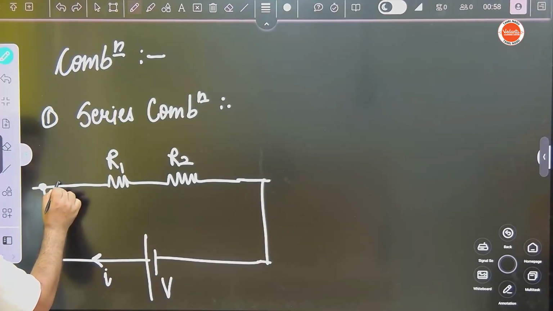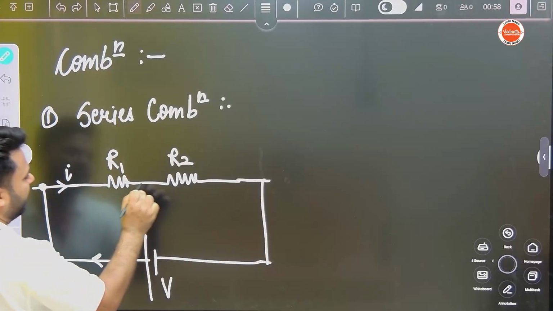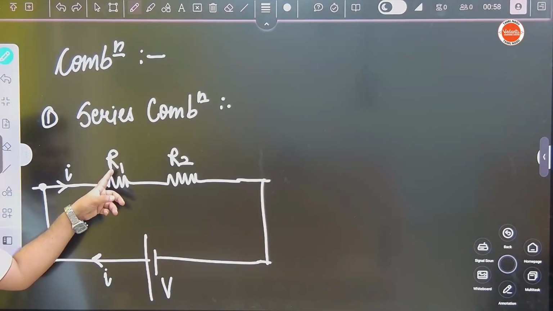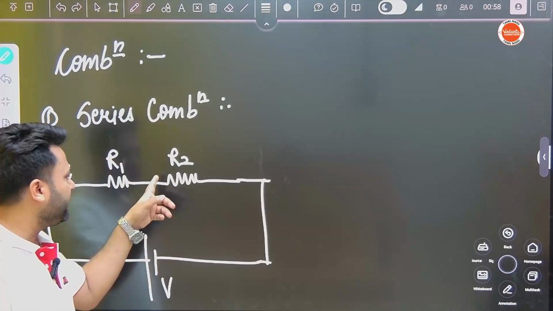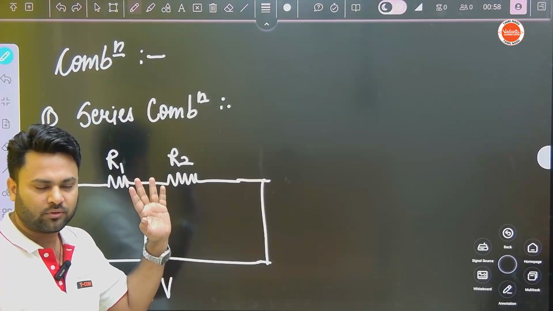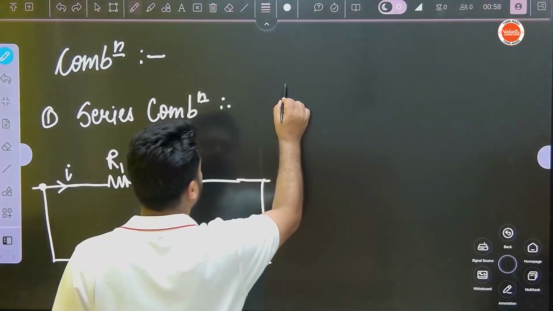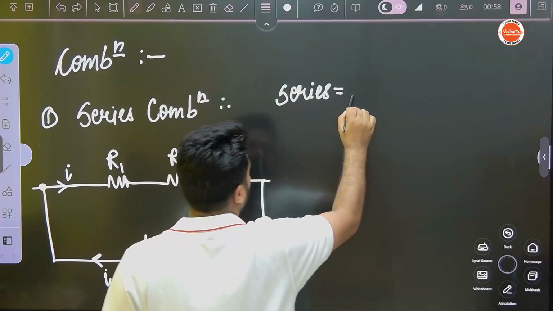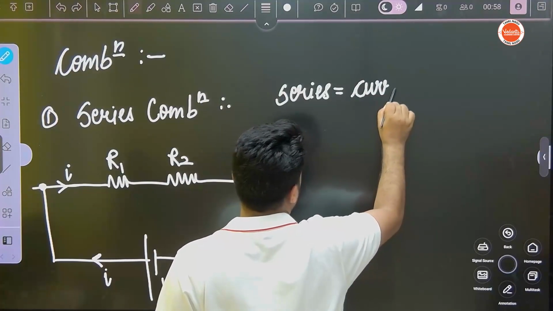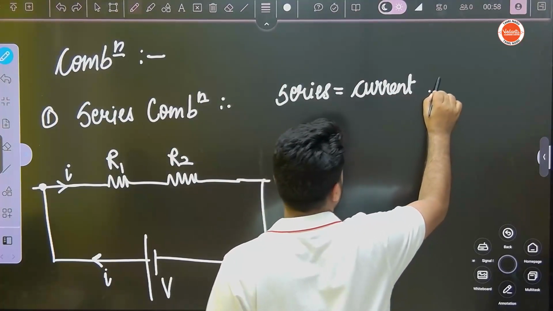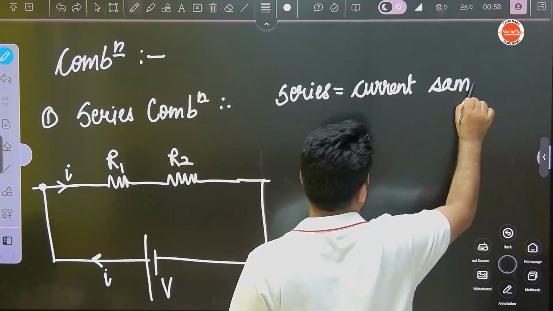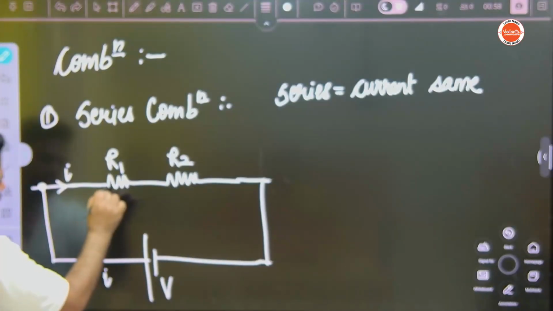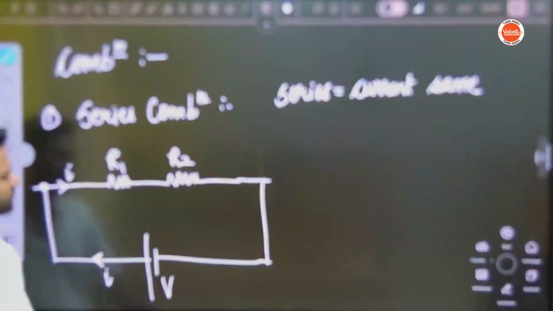So in series, what we say, that current remains the same. Means if 2 ampere is flowing from R1, 2 ampere will flow through R2 also. So what is the definition of series? That in series, current is same. Current same. Means if 2 ampere is flowing through this resistor, 2 ampere will flow through R2 resistor.